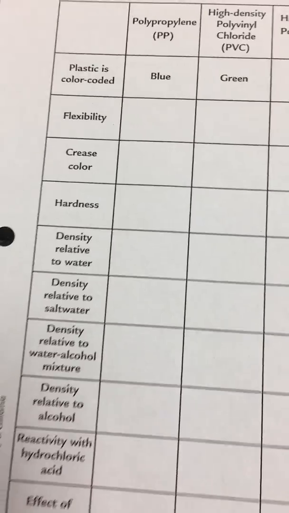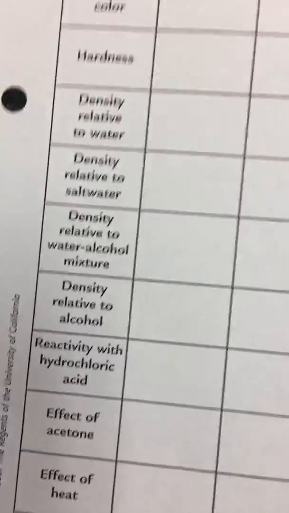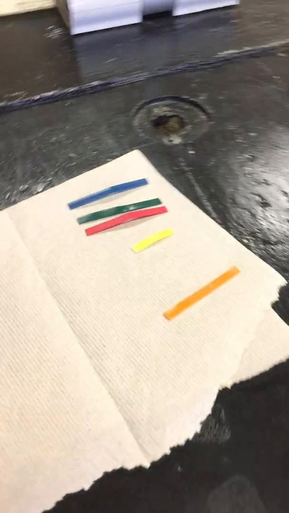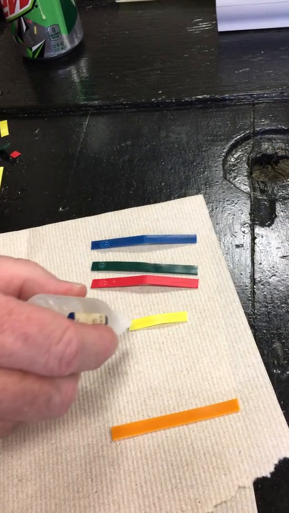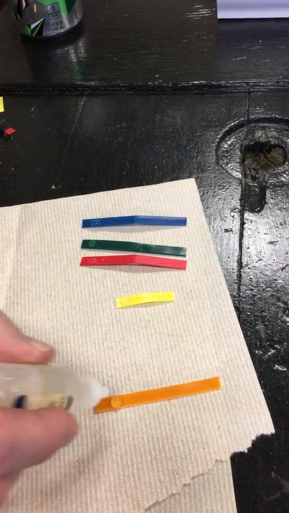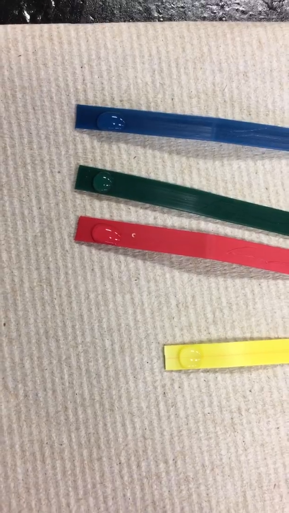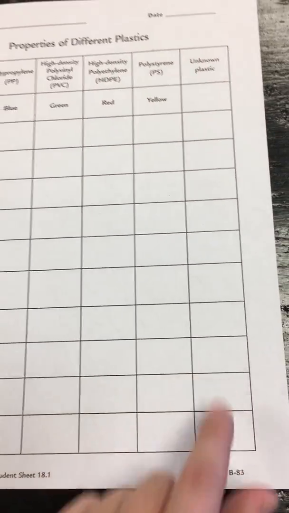The next test that we are going to do is the hydrochloric acid test. This is where we will put hydrochloric acid on each of the pieces of plastic. Okay, so I'll go ahead and do that at this time. Basically, we're just looking for a chemical reaction. So there's the blue, the red, the green, the yellow, and our mystery unknown plastic there. Record if there is a chemical reaction with the hydrochloric acid in your data table.